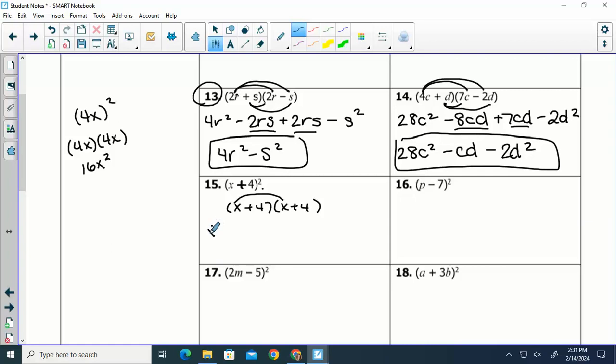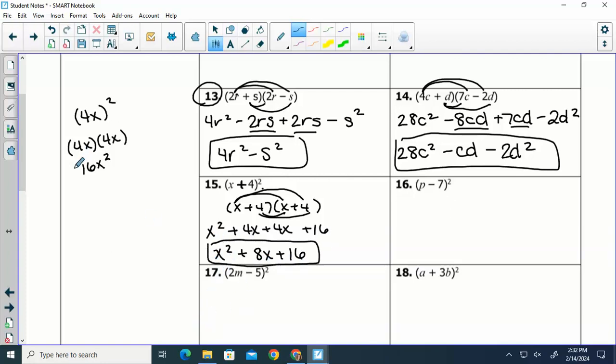It won't be the same, actually. If you just squared each term, you'd have x squared plus 16. But if we FOIL, x squared plus 8x plus 16. Boom, done. So as long as you write it out, you'll recognize that you have to FOIL, and you'll get that middle term. If you don't write it out and you just square each piece, you'll miss the 8x.